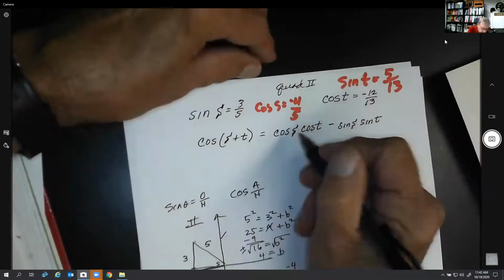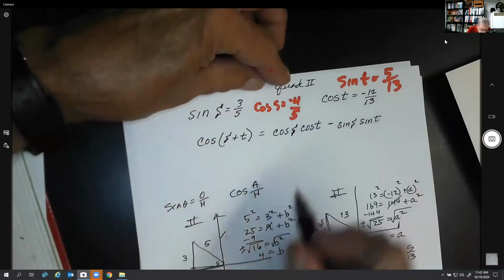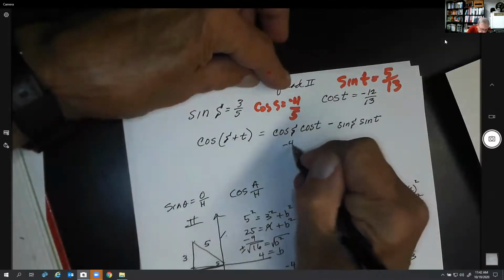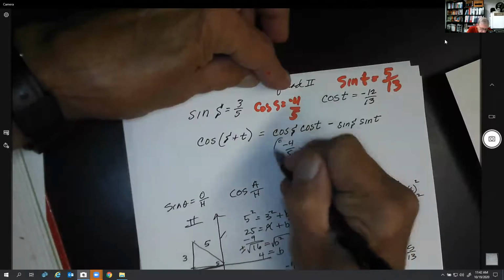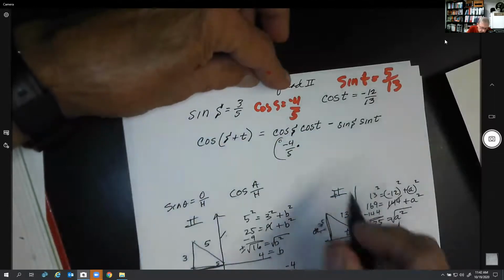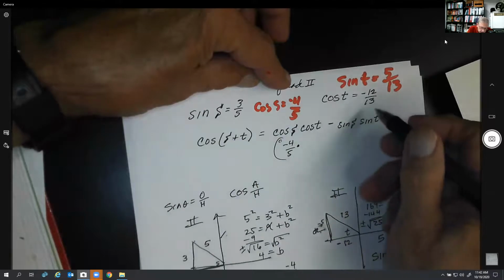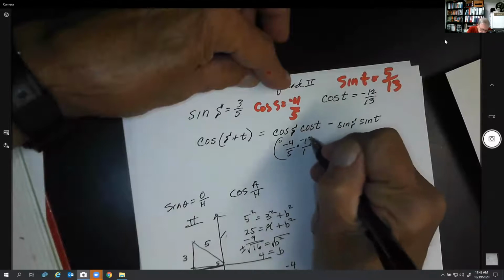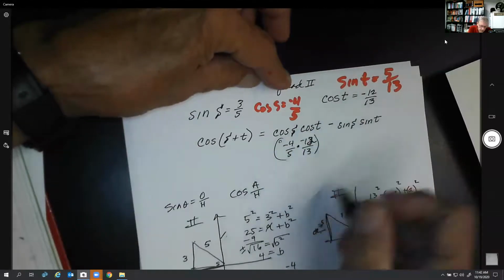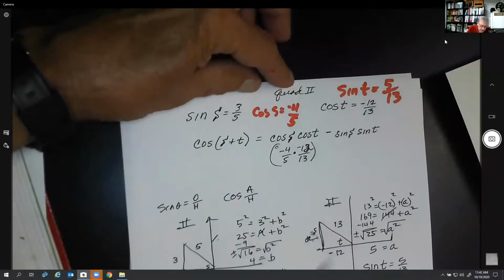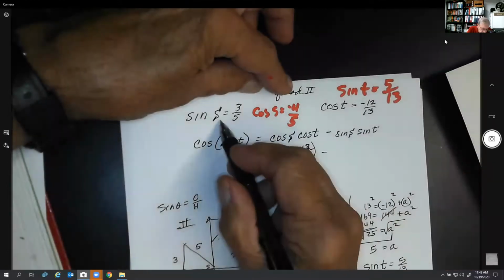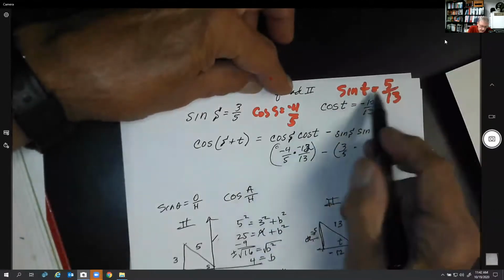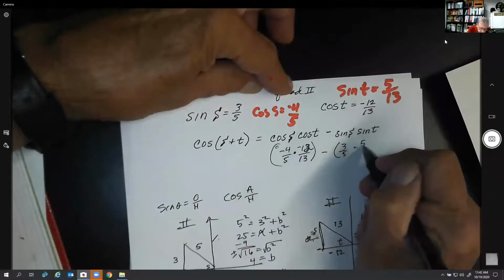Okay, now all we got to do is plug this back in. This would be the cosine of S, and we know the cosine of S is -4/5 times the cosine of t. Cosine of t is what? -12/13. So we go back to, that's why I wrote them up here, minus the sine of S, 3/5, times the sine of t. And sine of t was 5/13.